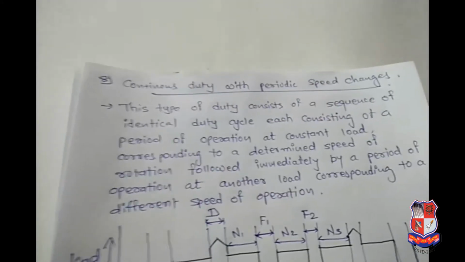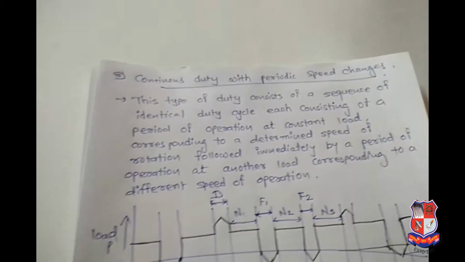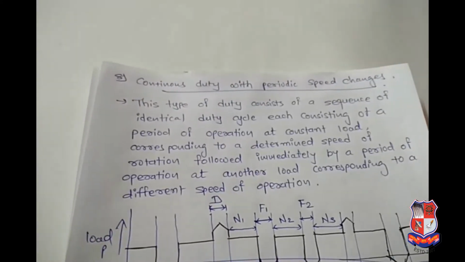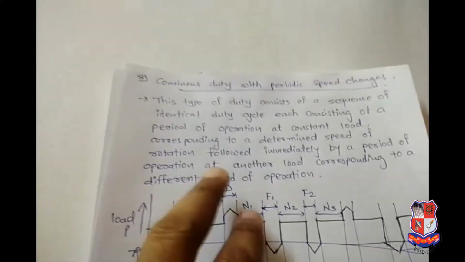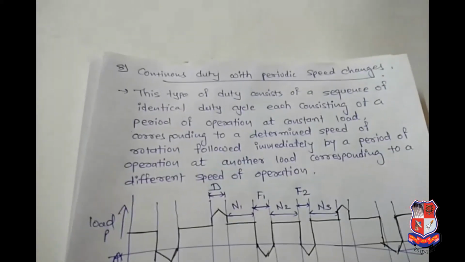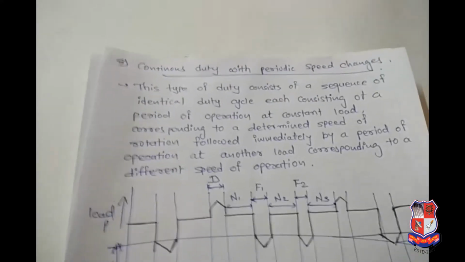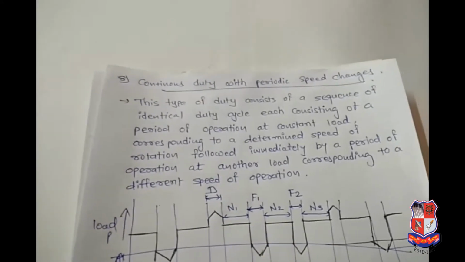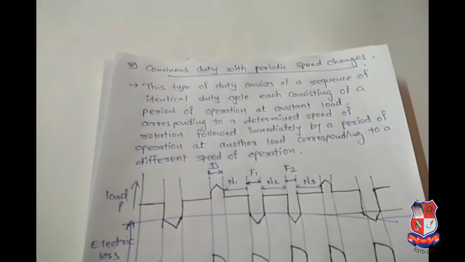Now friends, the last one is known as continuous duty with periodic speed changes. As per the name, continuous duty with periodic speed changes means we have different speeds at different times. This type of duty consists of a sequence of identical duty cycles, each consisting of a period of operation at constant load corresponding to a determined speed of rotation, followed immediately by a period of operation at another load corresponding to a different speed of operation.